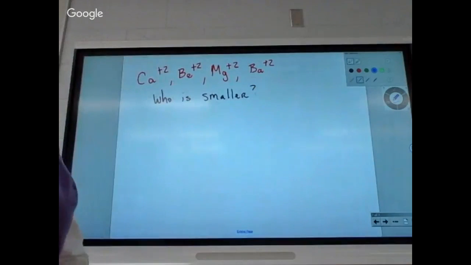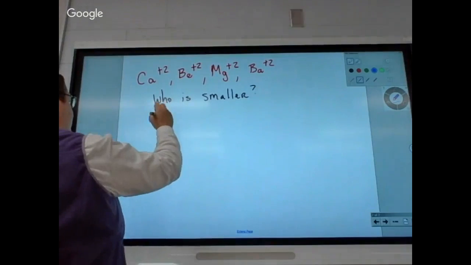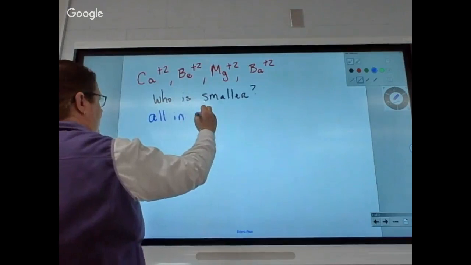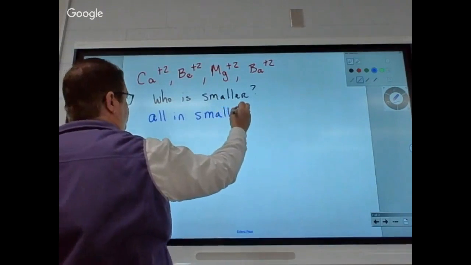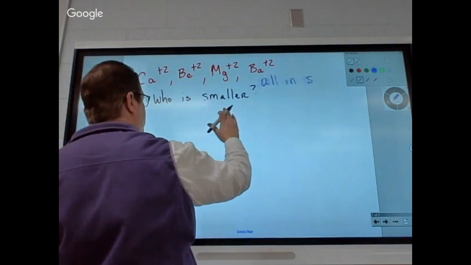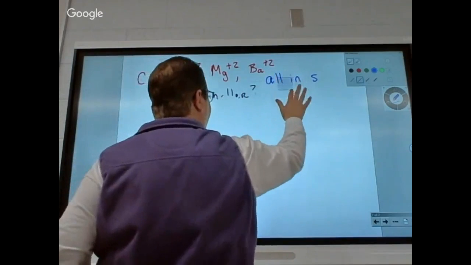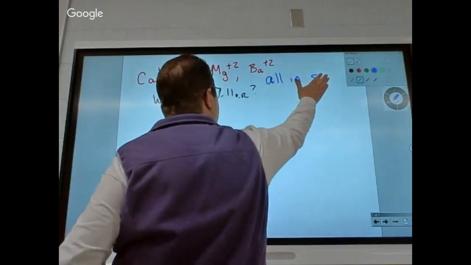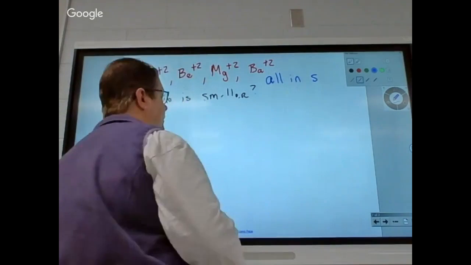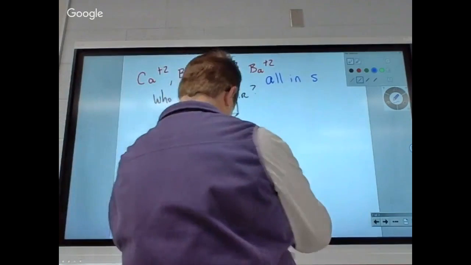The same group. They have two. How do you know they're in the same group? Because they all have two. It's B. Is it B? They're all in the same group. Yes. All right.